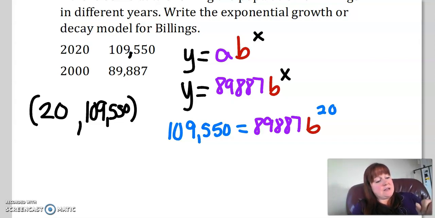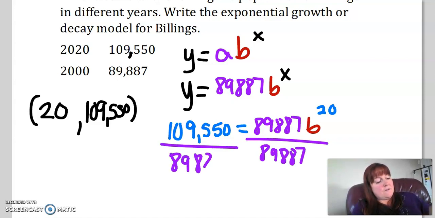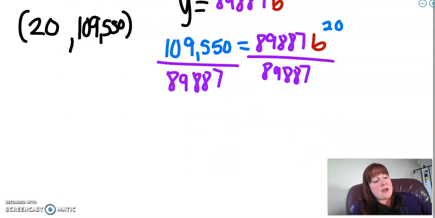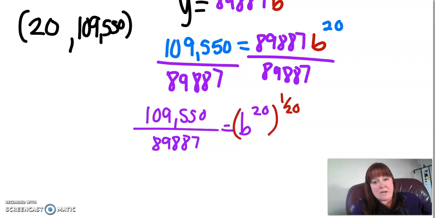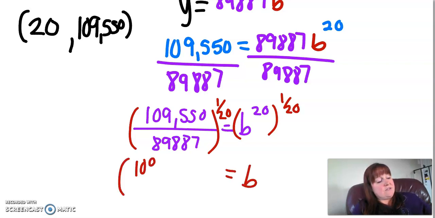So we're going to divide both sides by 89887. Okay, and so then here we have this 109,550 over 89887 equals b to the 20th. I'm not even going to say it, because I'm just going to stumble over it. And how do I undo an exponential? Well, I raise this whole power to the 1/20th, right? Which is like taking the 20th root of something, but it's so much easier, especially in your calculator, to just do to the 1/20th. Now, if I multiply 20 by 1/20th, that's going to just give me b on this side. And then on this side, I have this whole mess, okay?